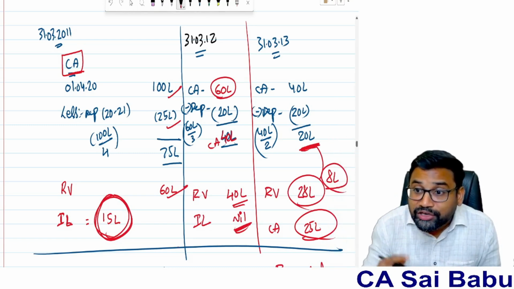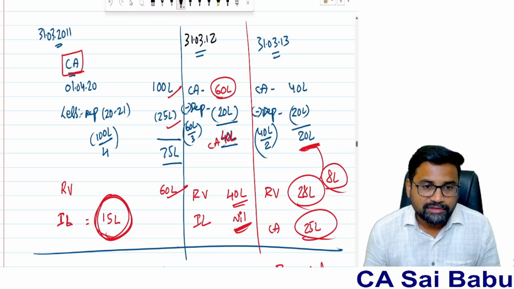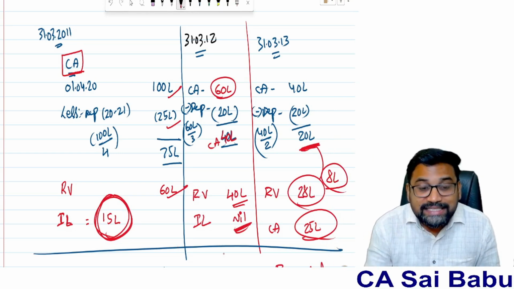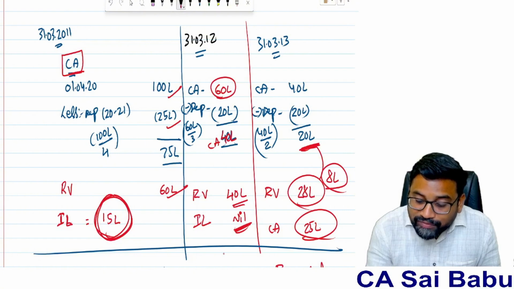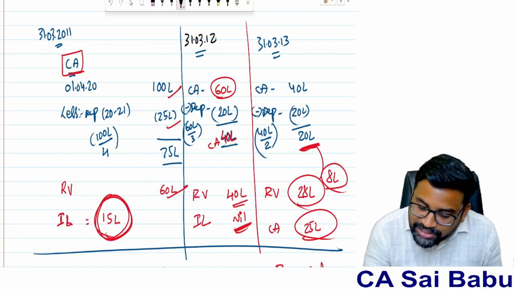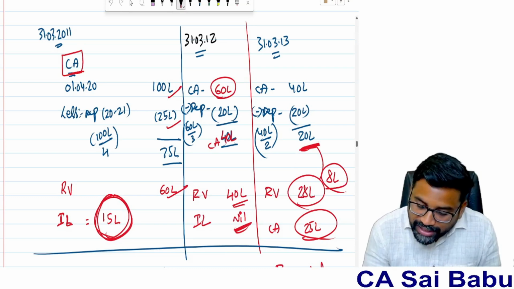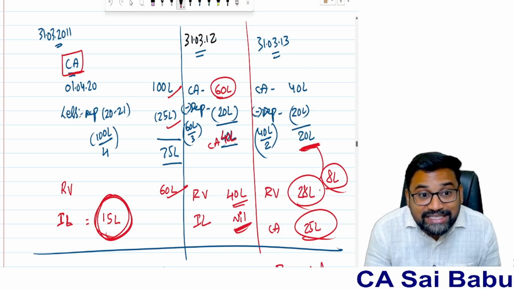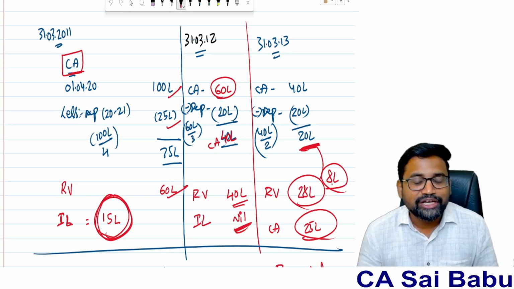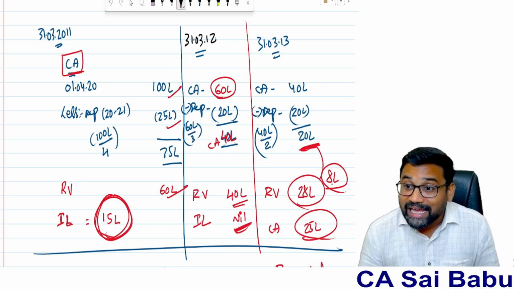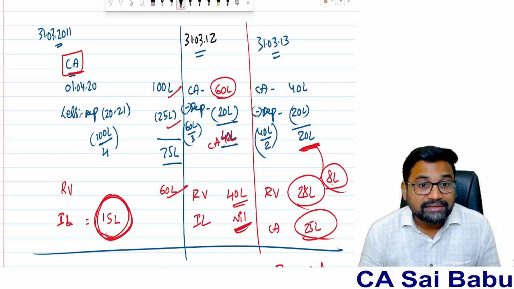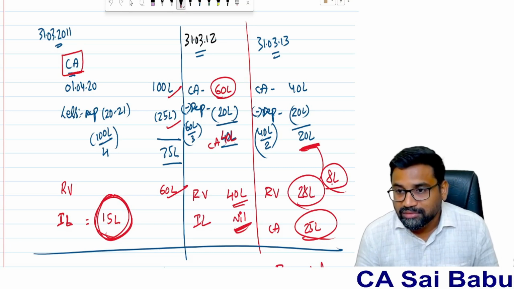So what do we need to do? We need to reverse the impairment loss. So to what extent? We need to increase the carrying amount to the extent of recoverable value. That means actually our carrying amount is 20, but recoverable value is 28. So we need to increase the asset value by 8 lakhs. We need to increase the asset value by 8 lakhs. But that is wrong. Why?